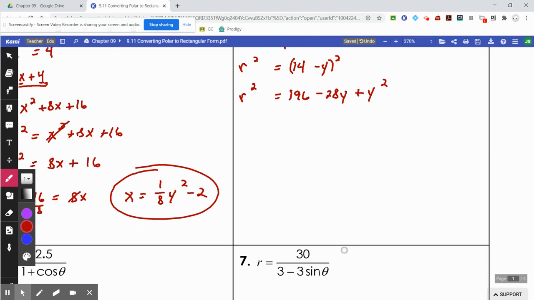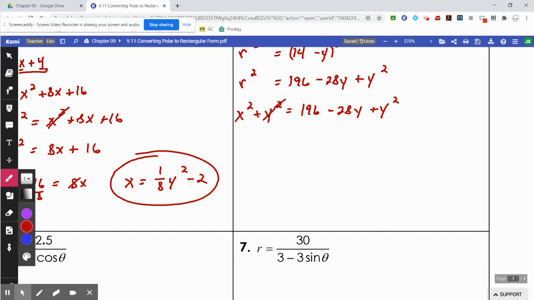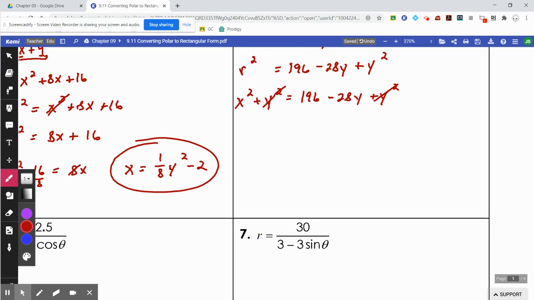Anytime you have r squared, you can now replace that with x squared plus y squared to get rid of all your r's. And that's equal to 196 minus 28y plus y squared. And kind of the same thing happens here, except for your y squareds cancel. So you're left with x squared equals 196 minus 28y.